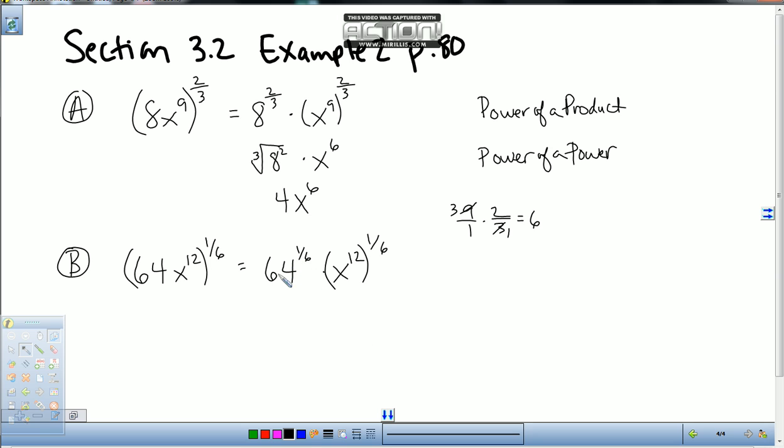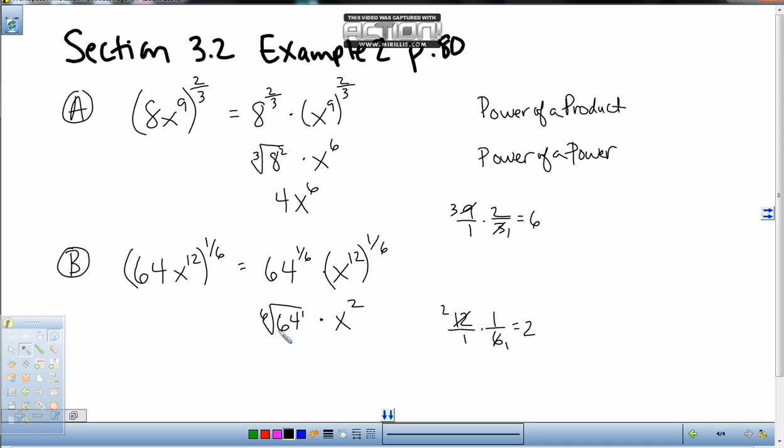Right, so I'm going to go ahead and write this as a radical. So that will be the 6th root of 64 to the 1st power times, all right, so this is a power of a power. So 12 times 1/6, cross cancels, so that becomes a 2. So 12 times 1/6 becomes x squared.